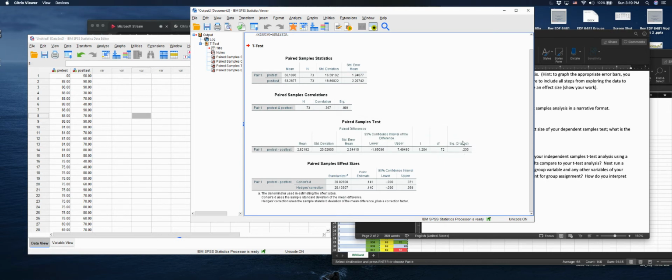0.233, excuse me. So when I look at this and I'm trying to determine if there is a statistically significant difference between the means of the pre-test and the post-test score, I can look pretty quickly at my alpha, and I can see that my p-value is not below 0.05.